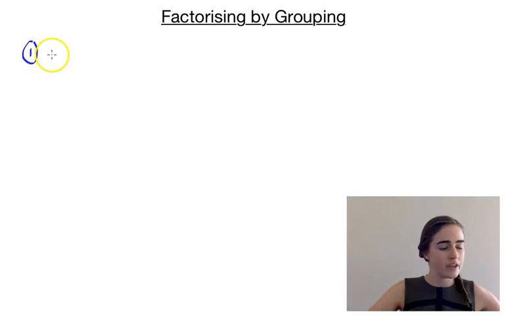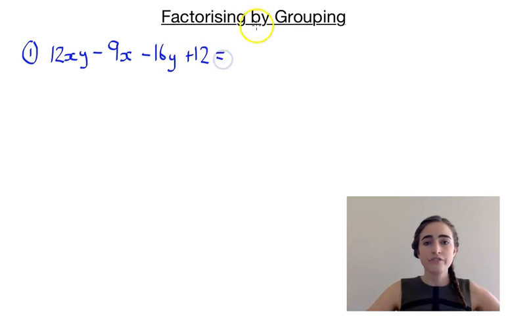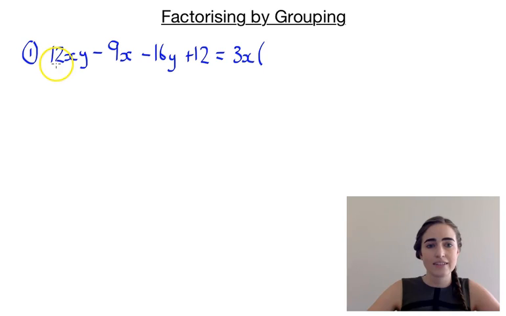Our first one is 12xy minus 9x minus 16y plus 12. So to factorise by grouping, we're going to look at the first 2 terms first and see which common factor they have. So they've got a common factor of x, and they also have a common factor of 3. So for those first 2 terms only, we're going to pull out a common factor of 3x. So that will leave us here with 4y and minus 3 here.